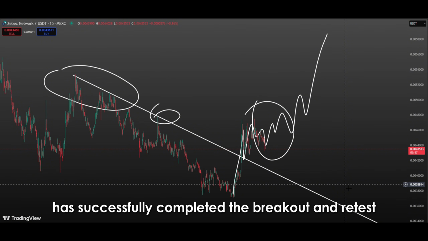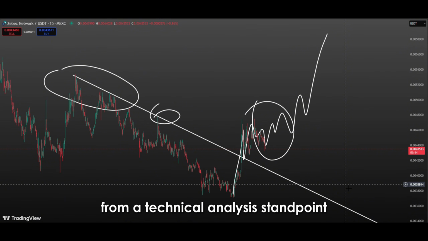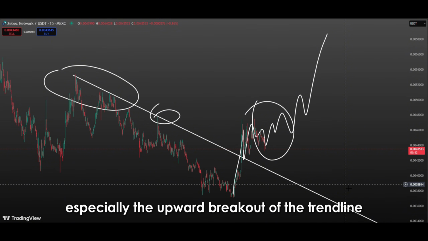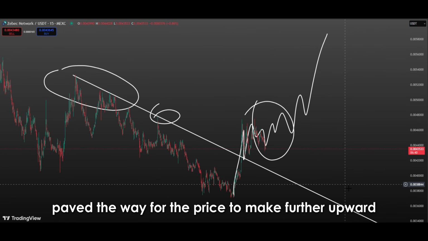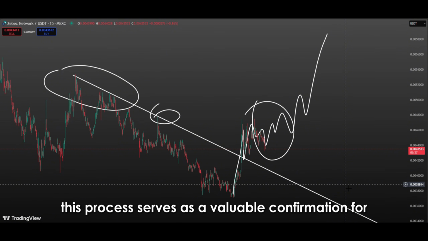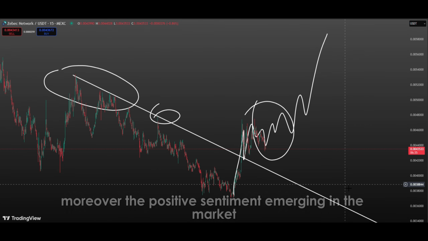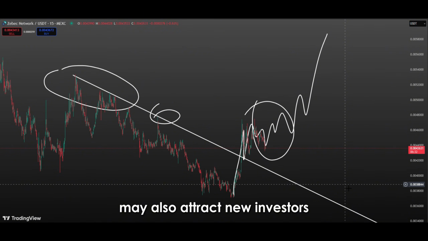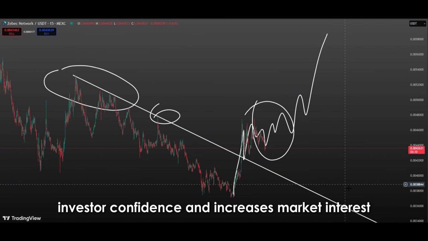Currently, the price has successfully completed the breakout and retest process observed in the past. This paints a very positive picture from a technical analysis standpoint. Especially the upward breakout of the trend line and its subsequent test as support paved the way for the price to make further upward moves from this level. This process serves as a valuable confirmation for investors conducting technical analysis. Moreover, the positive sentiment emerging in the market may also attract new investors, because such a technical picture reinforces investor confidence and increases market interest.